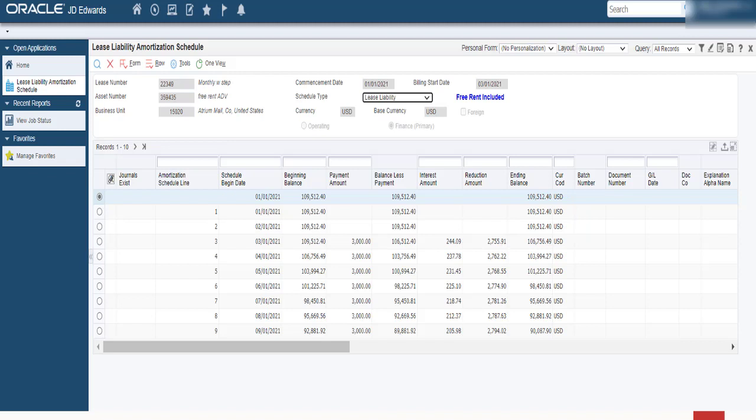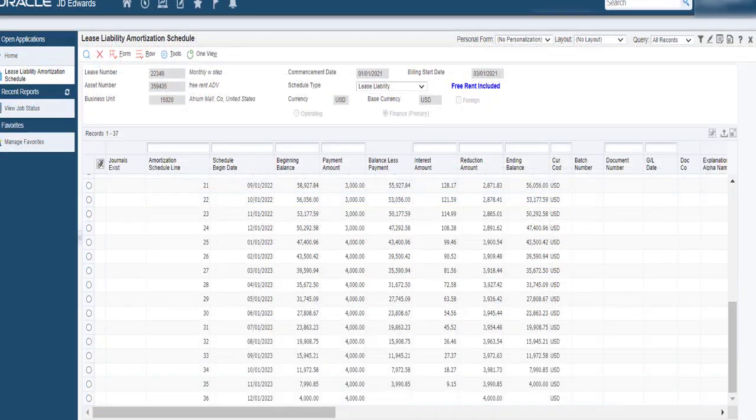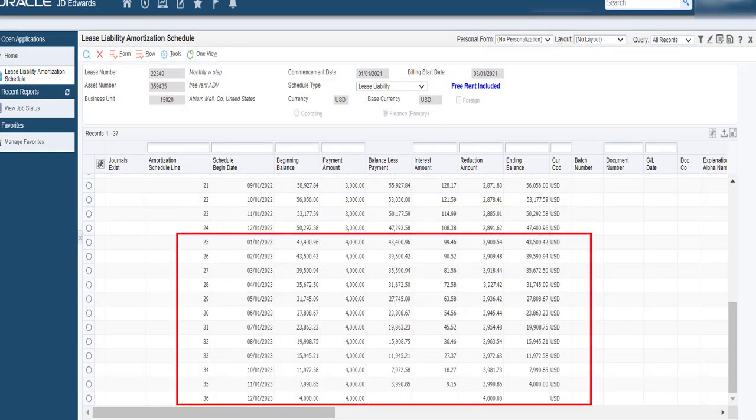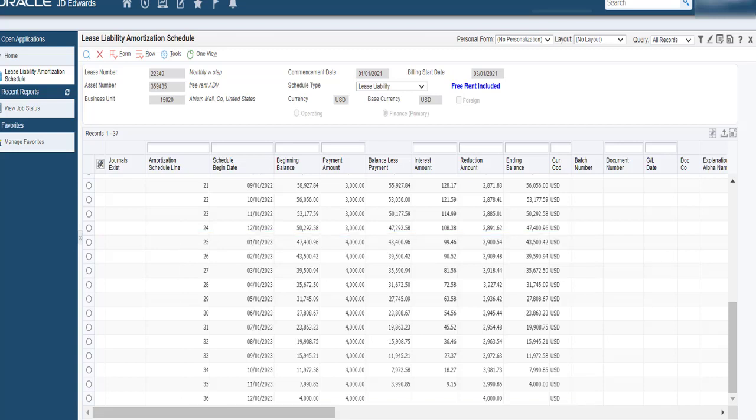If the interest is to be accrued during the free rent period, the recurring billing would have started on January 1st with 2 months of zero payments. A step rent is included. So for the period of March 1st, 2021 through December 31st, 2022, the lease amount is $3,000. For January 1st, 2023 through December 31st, 2023, it is $4,000. The last period shows no interest and no ending balance as the payment is made in advance at the beginning of December.